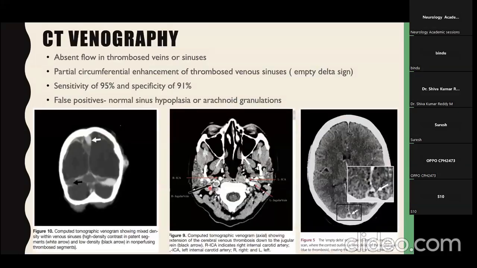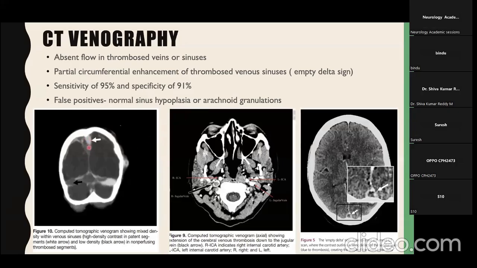CT venography helps in identifying the thrombosed veins by showing the absence of flow in the scans, where we can see partial circumferential enhancement of the thrombosed venous sinuses causing the empty delta sign. This is due to non-filling of the contrast, and peripherally the contrast can be seen enhancing. In between, the center is the thrombus. This empty delta sign is seen in contrast CT scan. Sensitivity is around 95% and specificity is around 91%. False positives are mainly due to normal sinus hypoplasia and arachnoid granulations.